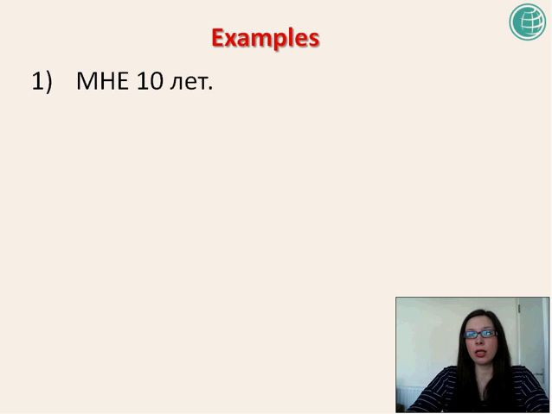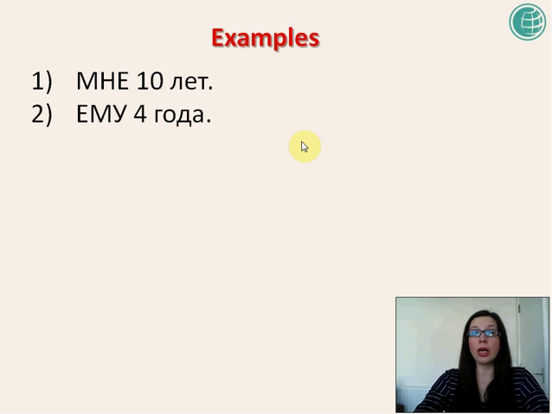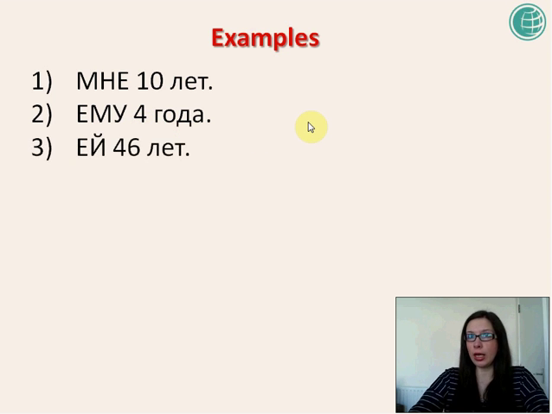Мне 10 лет. I'm 10. And it is an answer for the question сколько тебе лет? How old are you? Мне 10 лет. And you remember numbers from 5 to 10, you will need to use лет. Сколько ему лет? How old is he? Ему 4 года. He is 4. And you remember for numbers 2, 3, 4, we will need to use word года. Сколько ей лет? How old is she? Ей 46 лет. You remember numbers from 5 to 10, you will need to use лет.